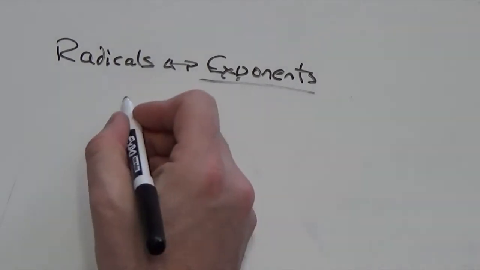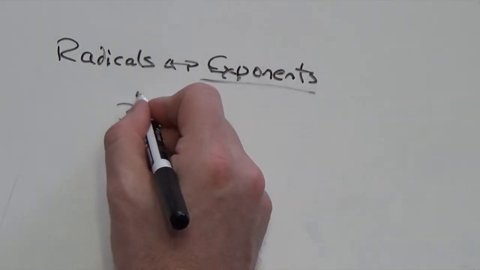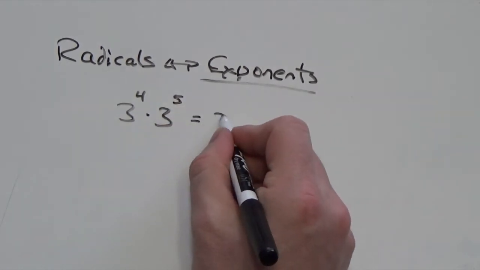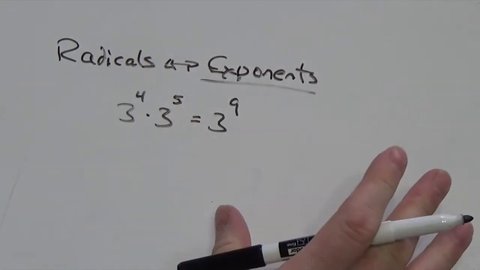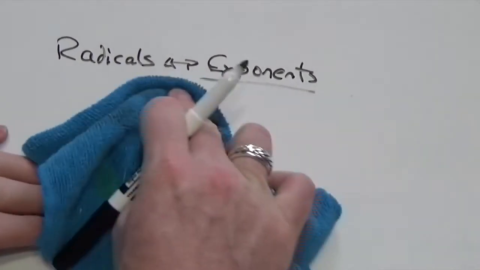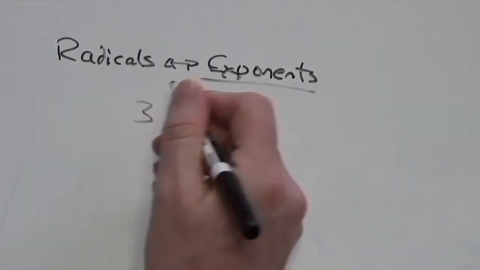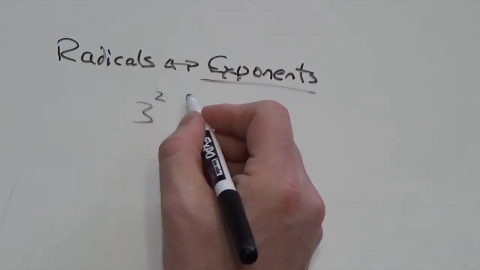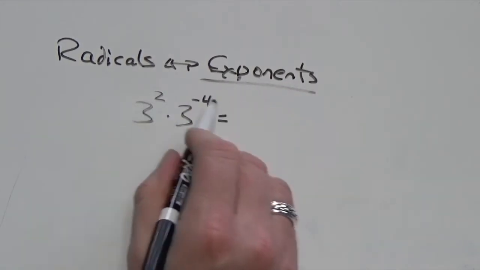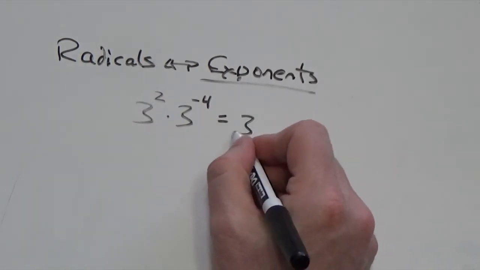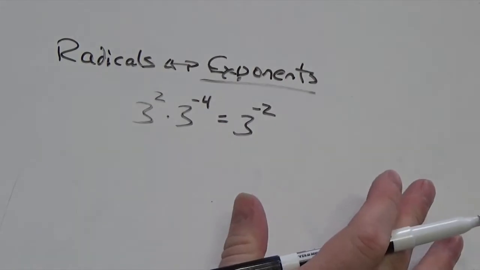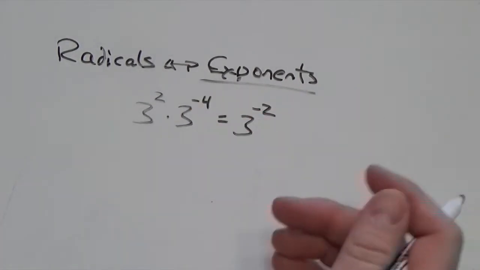So, we know that if I've got, for example, 3 to the 4 multiplied by 3 to the 5, that is going to be the same as 3 to the 9. I'm totally okay with that. I know that if I've got, for example, 3 to the 2 multiplied by 3 to the negative 4, again, I can just add those exponents and I'll get 3 to the negative 2. Even if it's negative, I have no problems with it. I continue to just add them together.